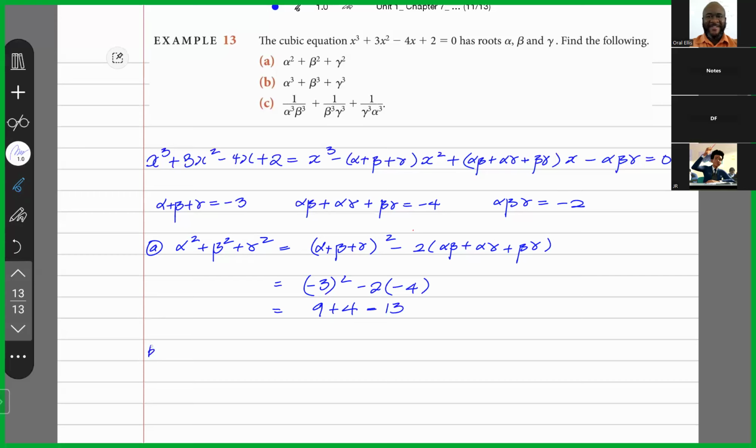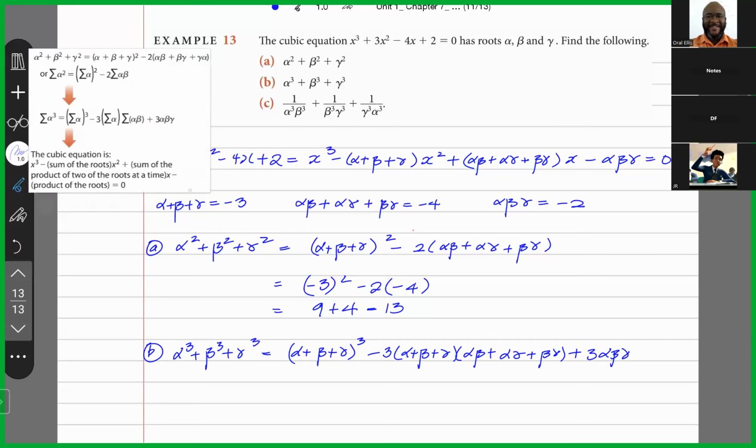B is asking us for alpha cube plus beta cube plus gamma cube, which is equal to (alpha plus beta plus gamma) cube minus 3 times (alpha plus beta plus gamma) times (alpha beta plus alpha gamma plus beta gamma), and then I think it's plus 3 alpha beta gamma. I think that's the formula. I'll just do a quick check. Yep, that's the formula.